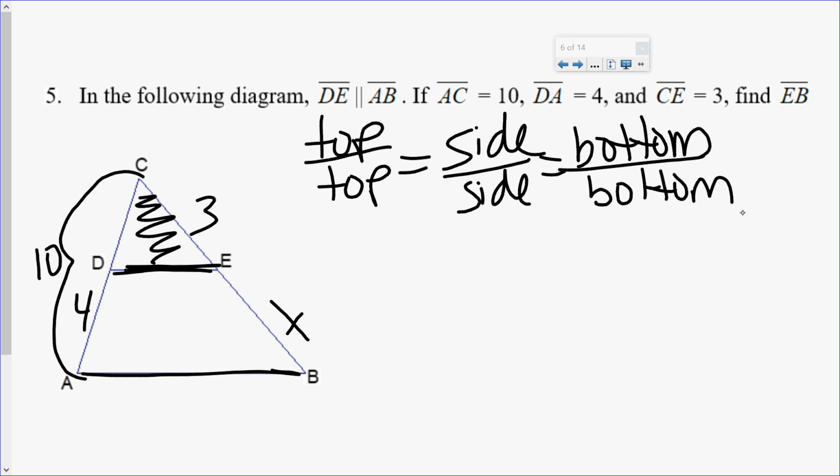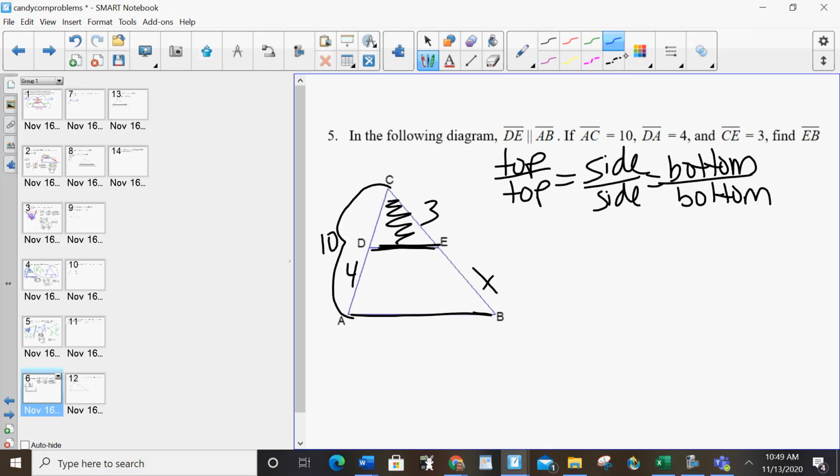Now, you might need to add or subtract in these questions. Right now, do I have both tops? Let me get a different color. No. My right top is 3, my left top is blank. Do I have both bottoms? Yes. So I definitely have 4 over x for my bottoms. Do I have both full sides? I have 10. I don't have this full side.